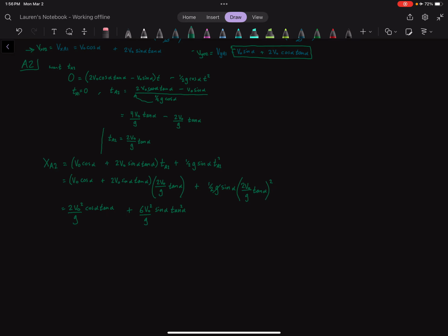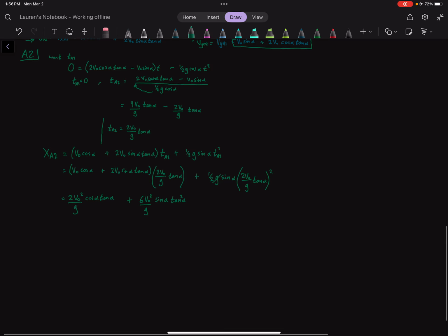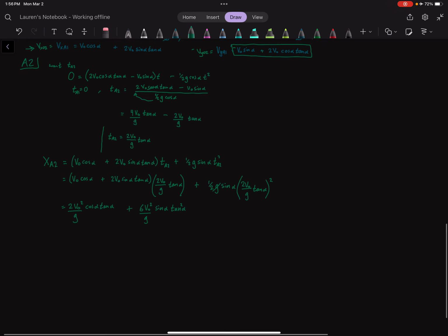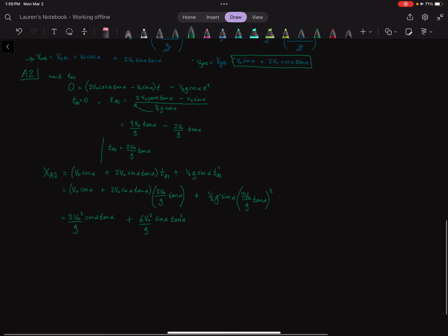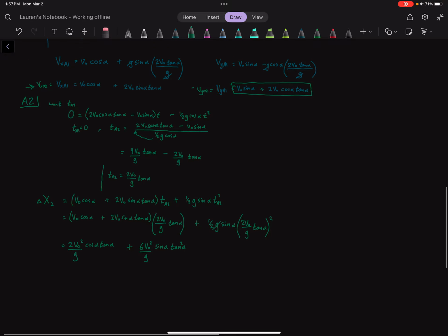All right. And let's see here. Is there anything else we can do to clean this up? Well, before we clean this up too far, let's remember that this isn't really xa2, to be honest. This is just delta x for the second journey. So I should really change this to like delta x2, right?